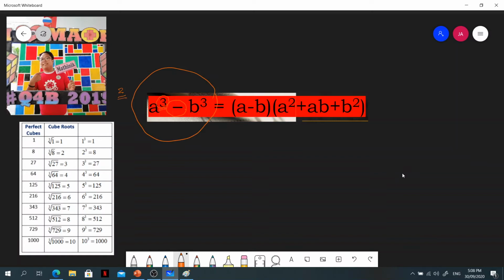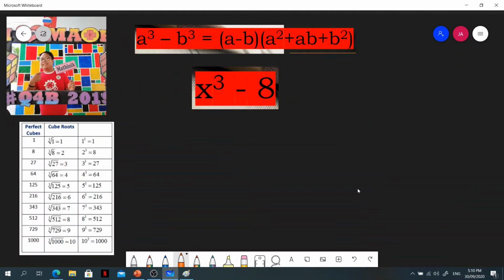Okay. Ngayon, kapag difference of two cubes naman ang ating ginagawa, mula rito, dapat ang magiging sagot natin ay ganito. Para makuha natin yung factor ng given using the difference of two cubes method. Okay? So, tayo ay magsagawa ng mga halimbawa.